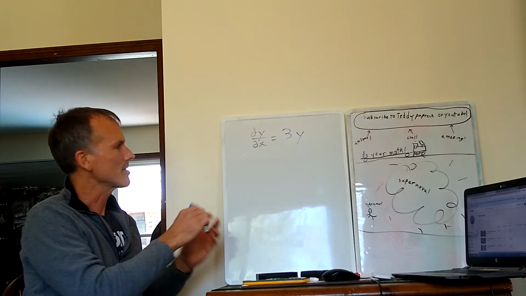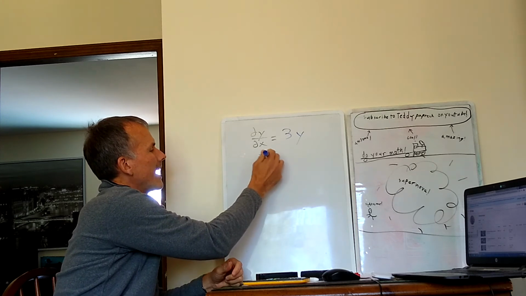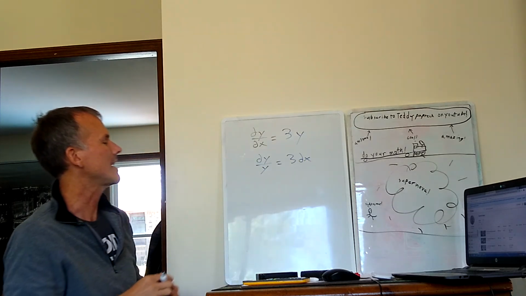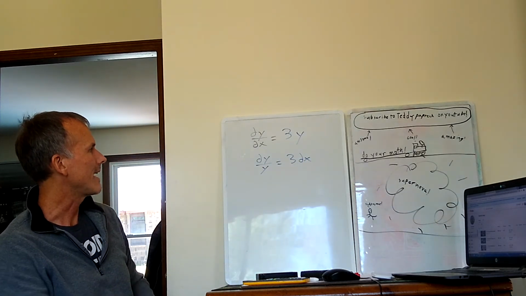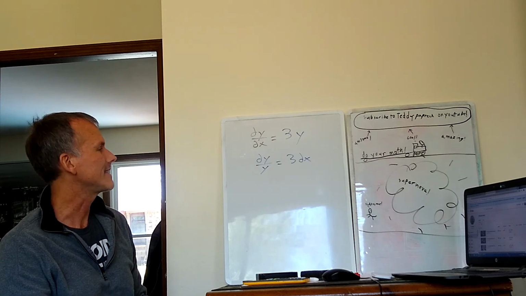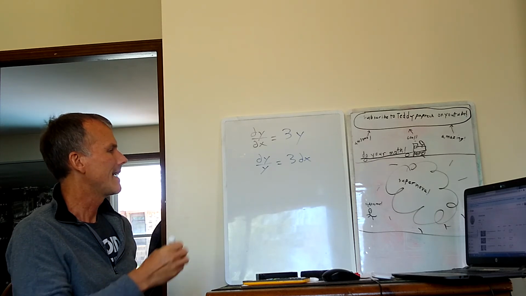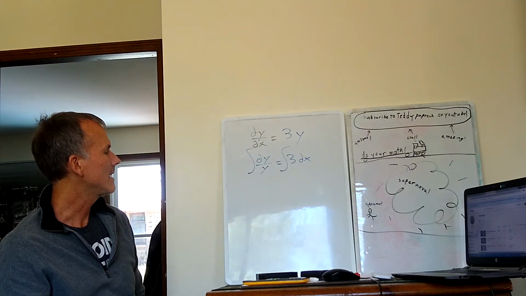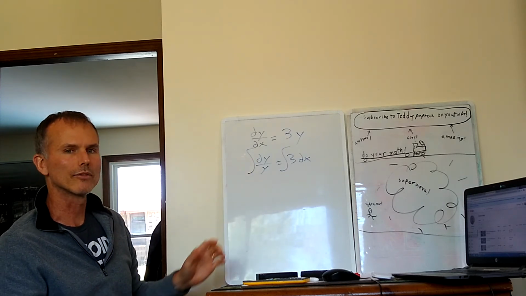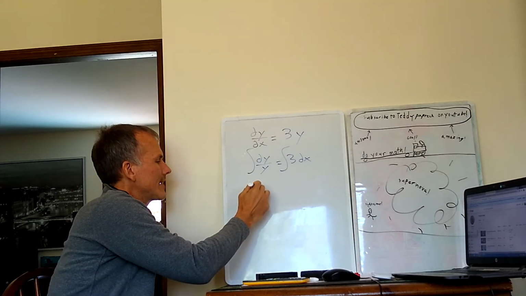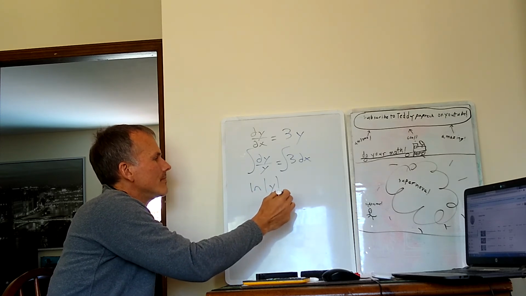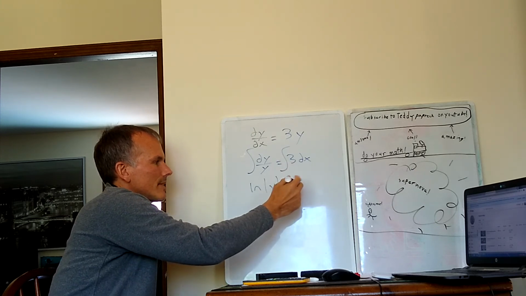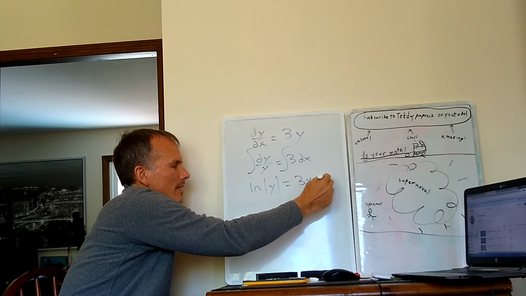I'm going to separate the variables. dy over y equals 3 dx. I divided both sides by y and multiplied both sides by dx there. Now I'm going to integrate both sides. We all remember that the antiderivative of 1 over y is the natural log of y. And I don't have to put the plus c there, I'm going to put it on the other side. The antiderivative of 3 is 3x, and that's where I get the plus c.